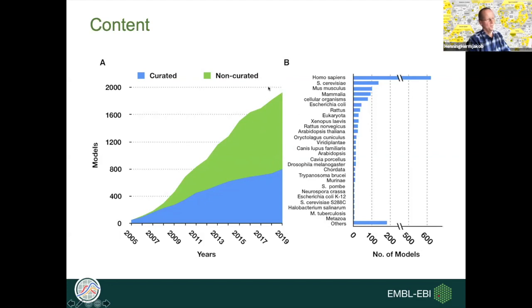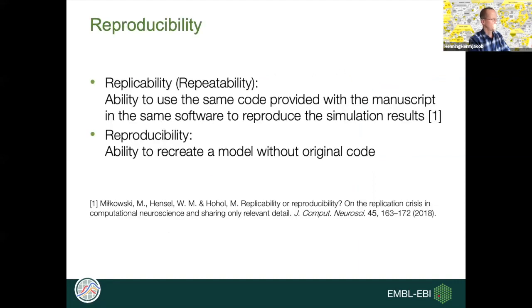And this section also contains models which might be perfectly fine, but which are not ODE models, and because we provide less support for other representations, they also will be kept in the non-curated section. And you see a brief view of how models distribute over species, and as expected, human is the most frequent topic, followed by the typical list of model organisms.